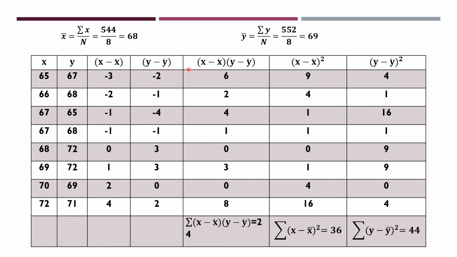Similarly, y bar is 69. So subtracting, 67 minus 69, minus 2. 68 minus 69, minus 1. 65 minus 69, minus 4. 68 minus 69, minus 1, and so on. And then multiplying these two columns to get x minus x bar into y minus y bar.